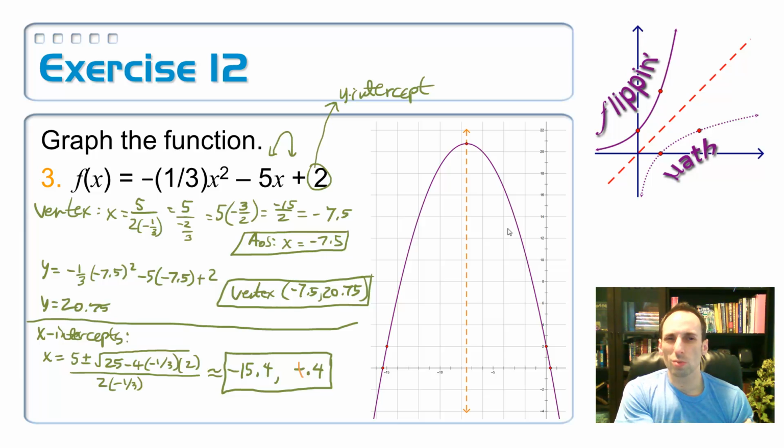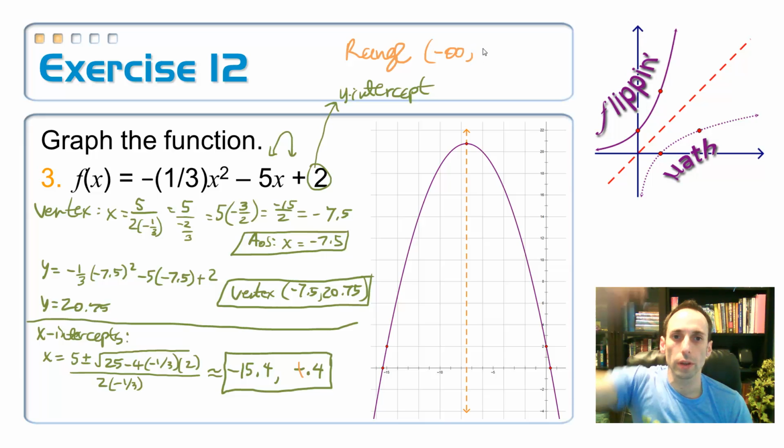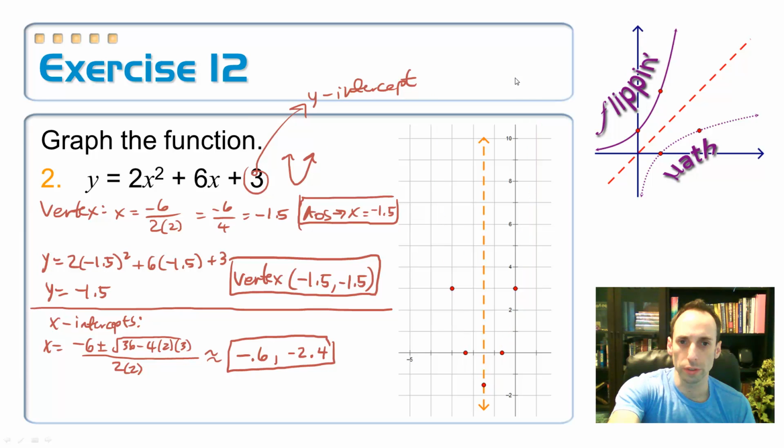All right, let's just do one more thing with this. How about range? We know the domains for all of these are all real numbers, but what about the range? So my range here, maximum value is at 20.75. Just write this in interval notation. Range. Lowest, negative infinity. Highest, all the way to 20.75. Close those brackets.